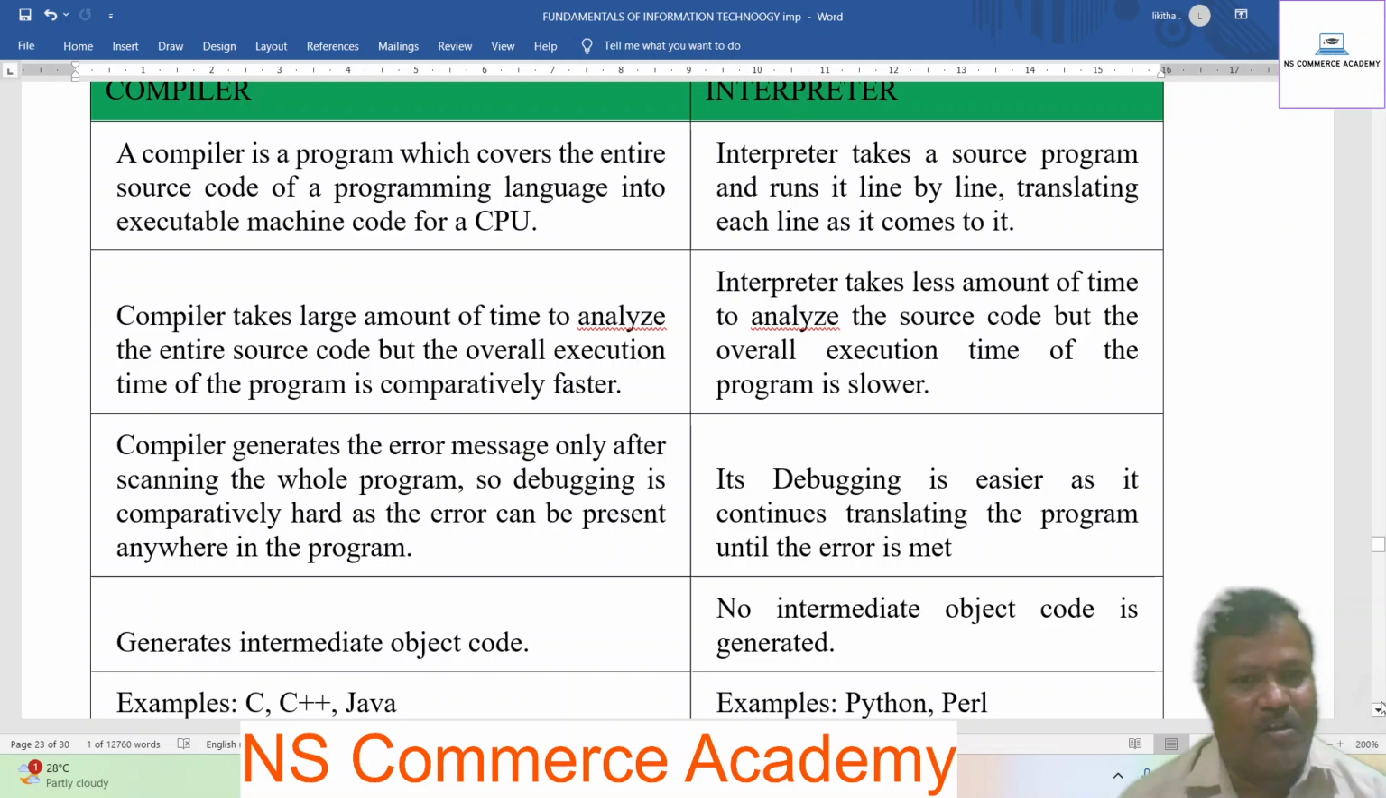Next, the compiler takes a large amount of time to analyze the entire source code, but the overall execution time of the program is comparatively faster.